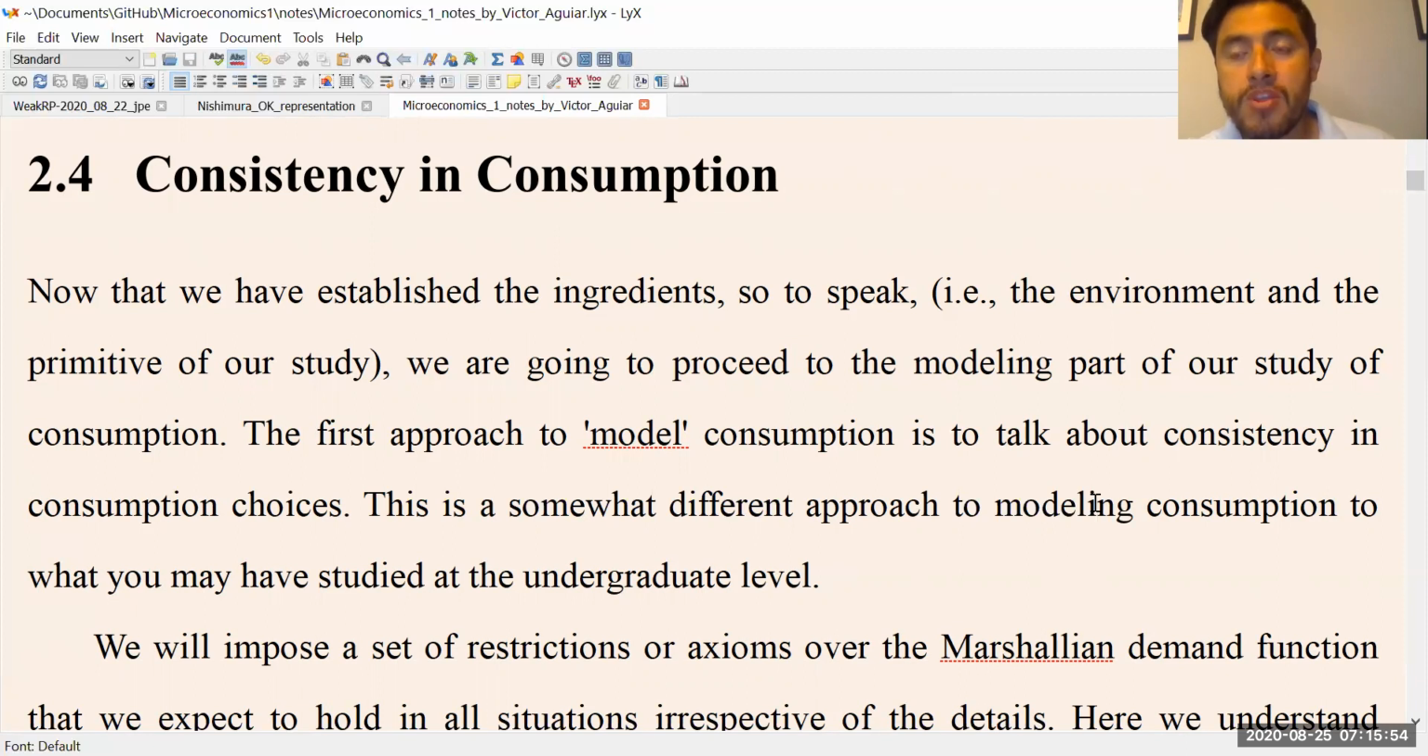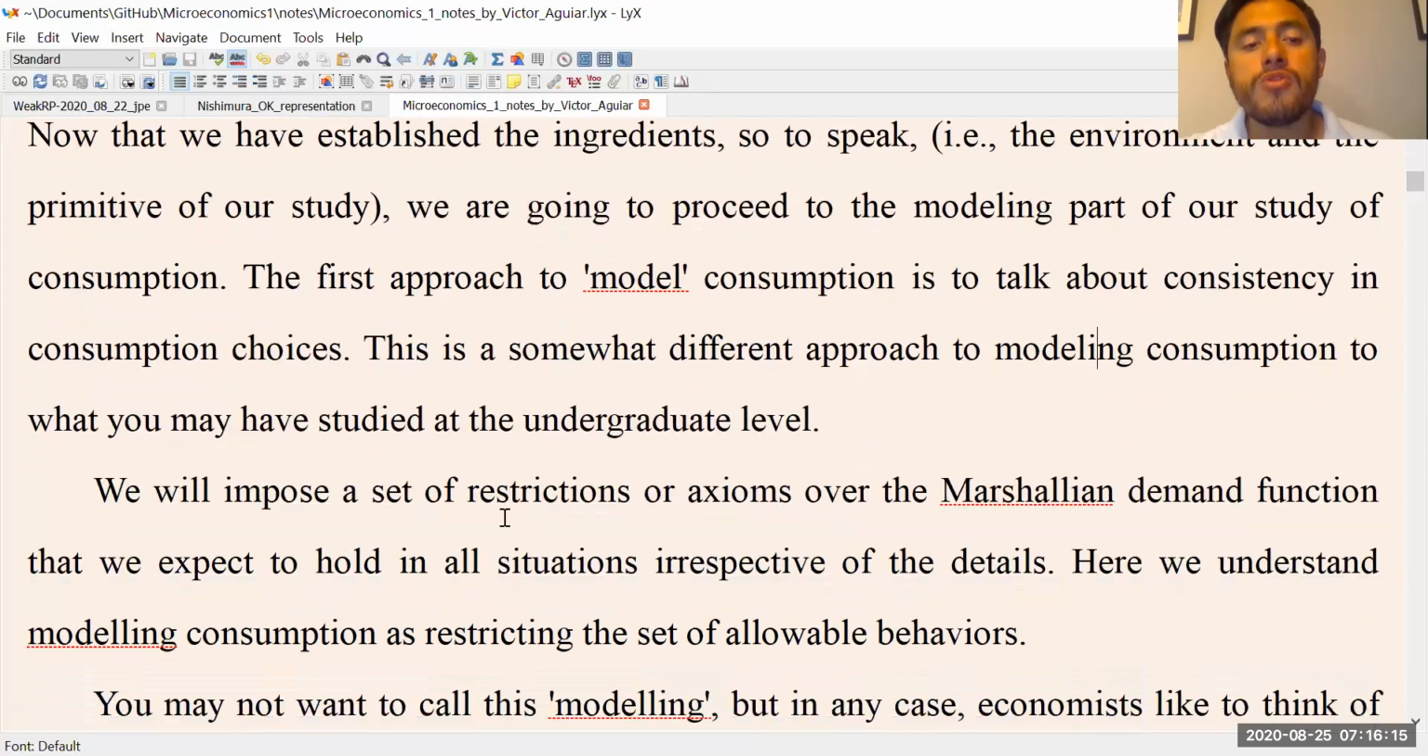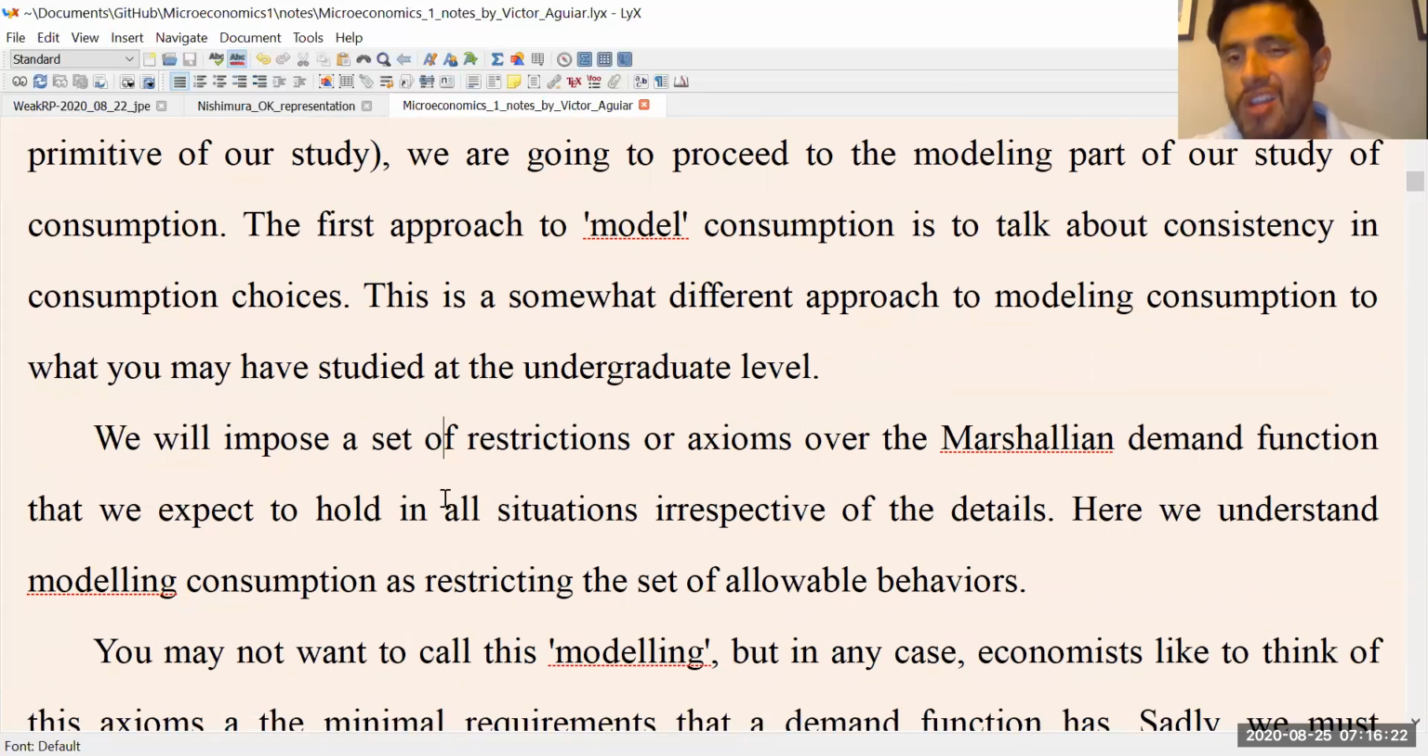So we're gonna pretty much state certain rules of consumption that will be called in the end axioms of consumption. And these axioms of consumption are rules that all consumers follow in a way, that would be the hope, and will allow us to predict consumption behavior, right? So we will impose a set of restrictions or axioms, as I say, rules over the Marshallian demand function. Marshallian demand function is the name we're giving to this demand function that we're studying, right?